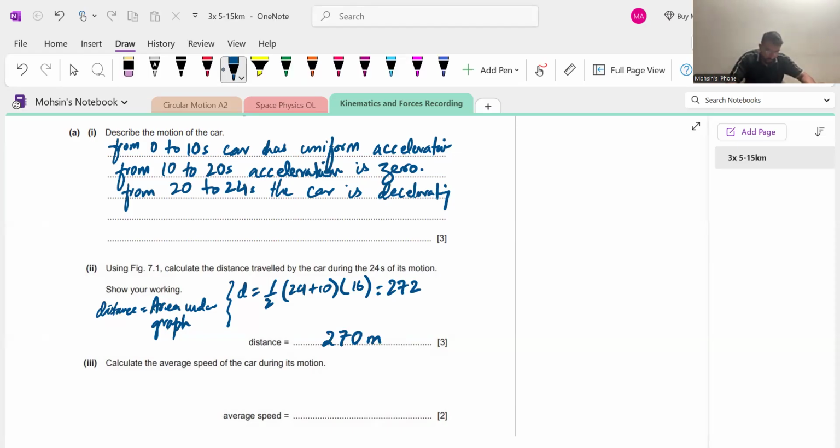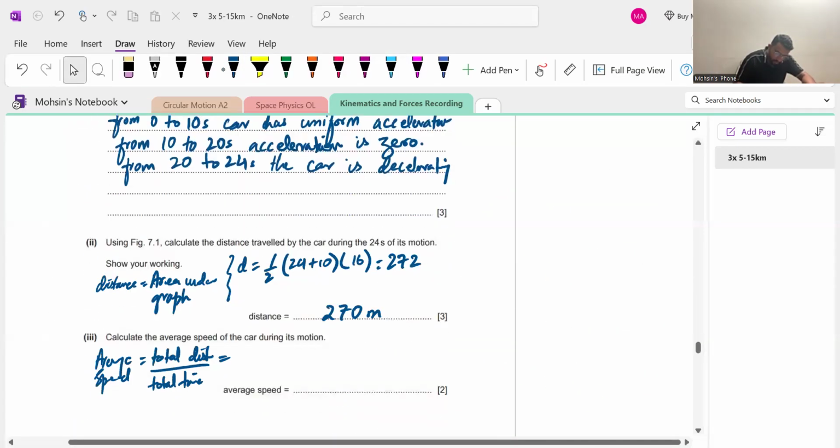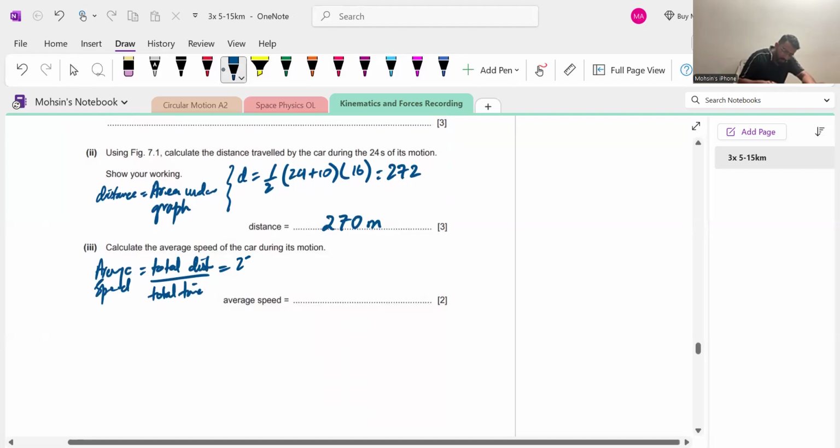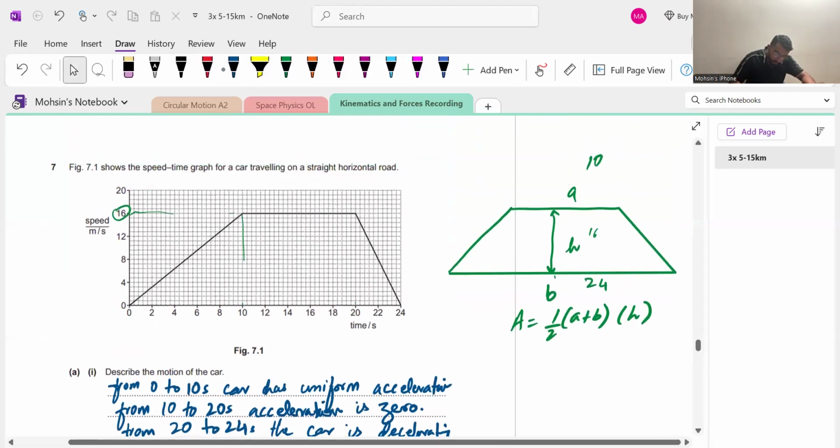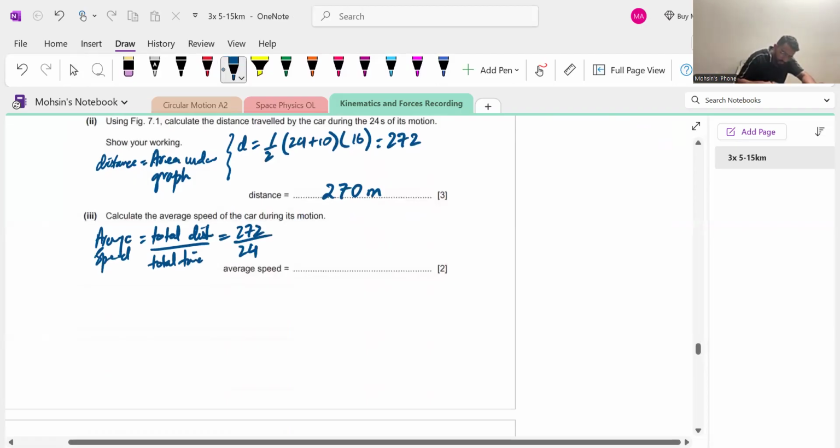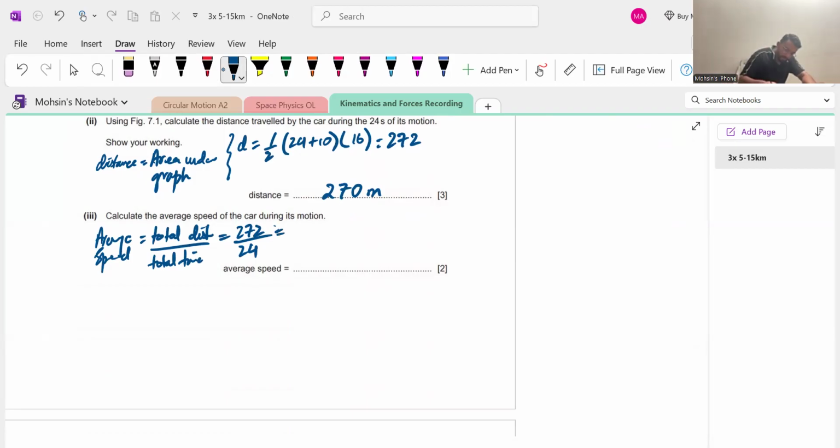Calculate the average speed of the car during its motion. The average speed is total distance per unit total time. Total distance covered is, we have already calculated, 272, and the total time is 24. So the answer is 11.3, so it will be 11 meters per second in two significant figures again.